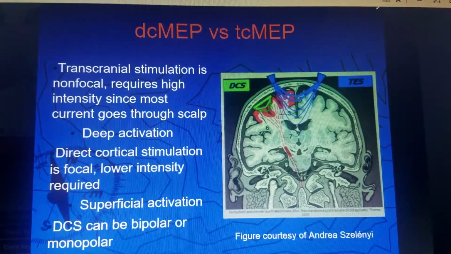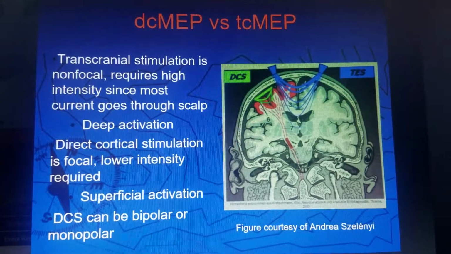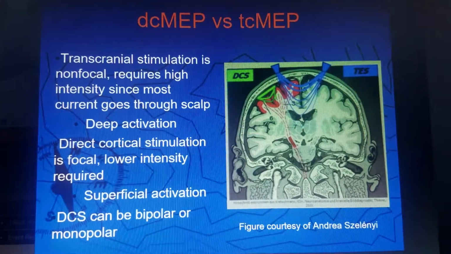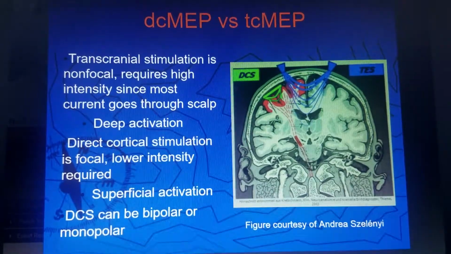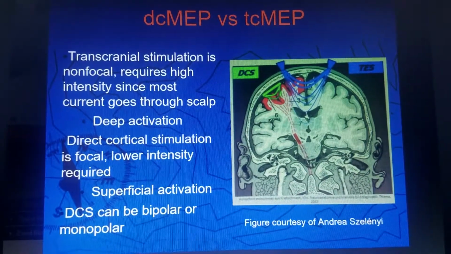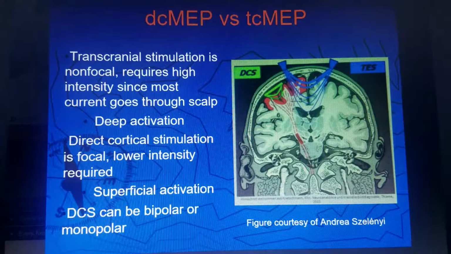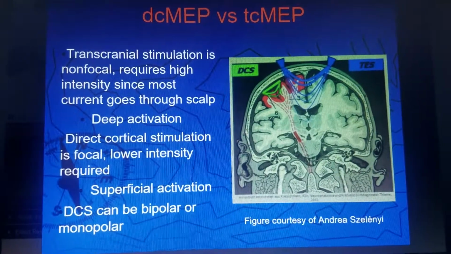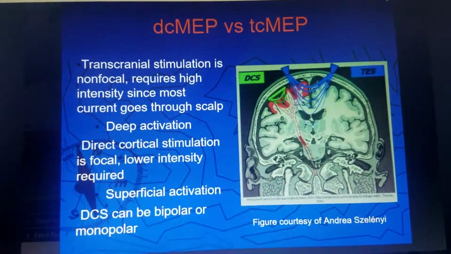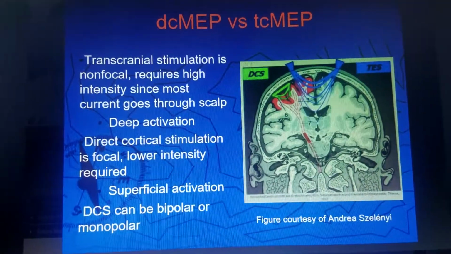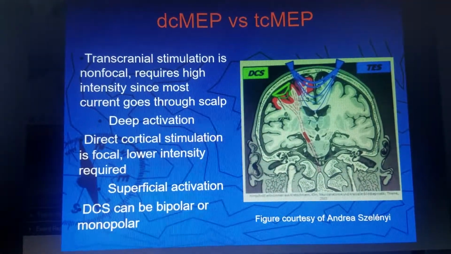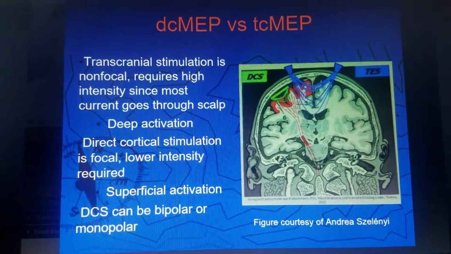Again, just to compare the direct cortical versus the transcranial, this is a slide from a publication of Andreas Schellenje from Germany. You see the transcranial stimulation here in blue goes pretty deep into the brain, whereas the direct cortical stimulation is pretty superficial. Therefore, it's more focal. You require a much lower intensity.